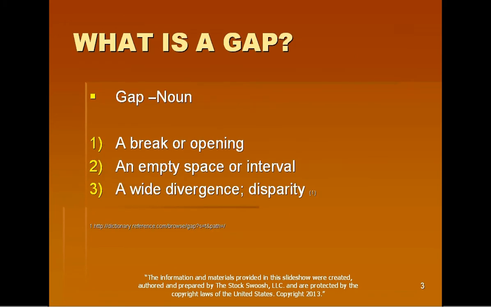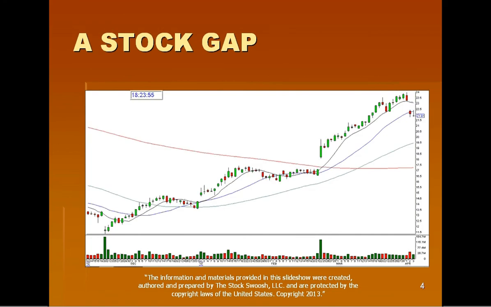First of all, we're going to talk about what is a dictionary definition of a gap. I think this is important. I know this is very basic. Many of you know what gaps are. We're going to go over it anyway because some people do not know what a gap is, and it's still good to review it. A gap is a break or opening, an empty space or interval, a wide divergence or disparity.